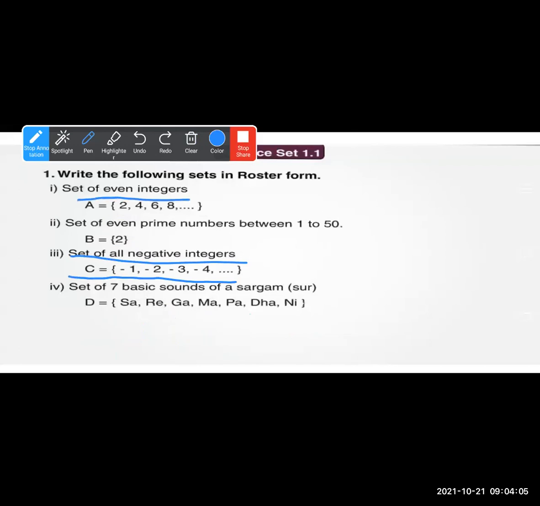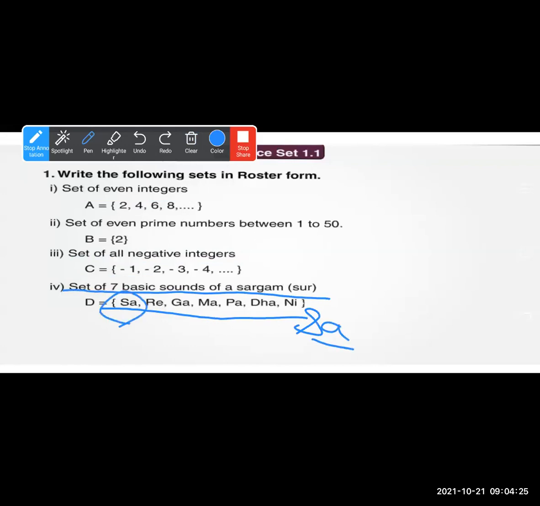Either set of even integers, set of odd integers can also come, set of prime numbers can come, set of all the negative integers can come, set of all positive integers, anything can come. Okay. Set of 7 basic sounds of sargam, as I told you yesterday: sa, re, ga, ma, pa, dha, ni. Sa is also there, but sa is repeating twice. Therefore, we are not writing this sa again. And sa, re, ga, ma, pa, dha, ni. These are already 7 words.